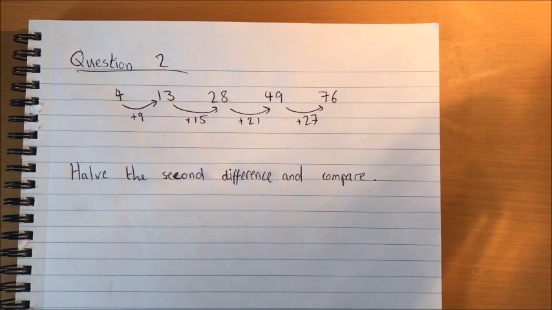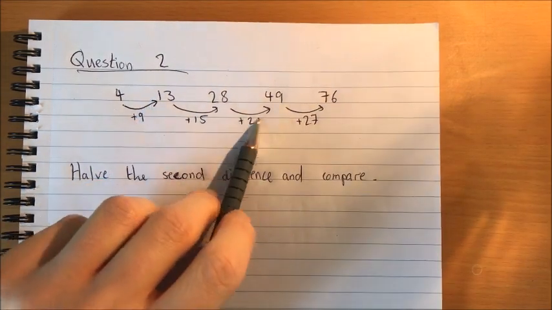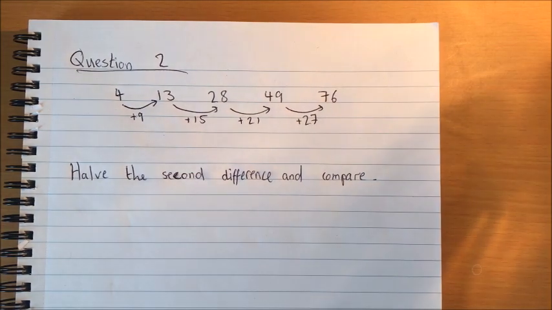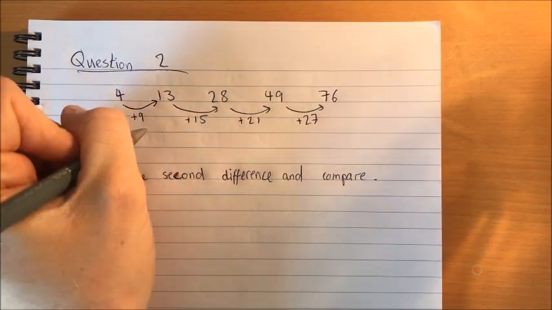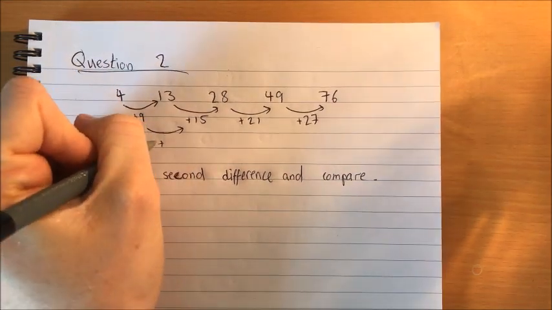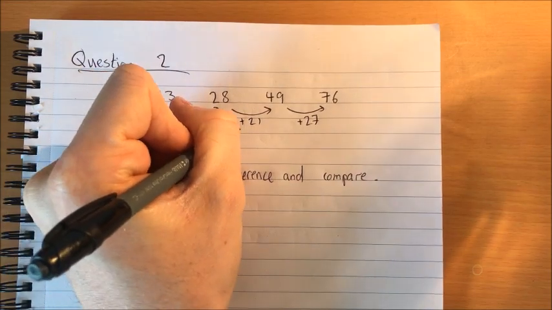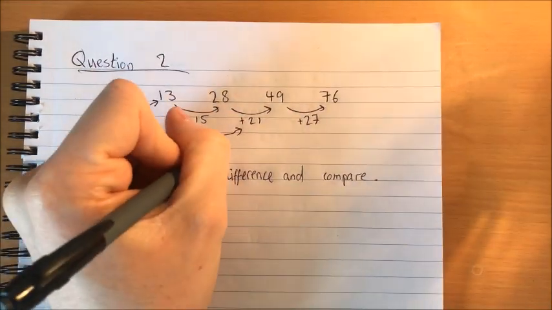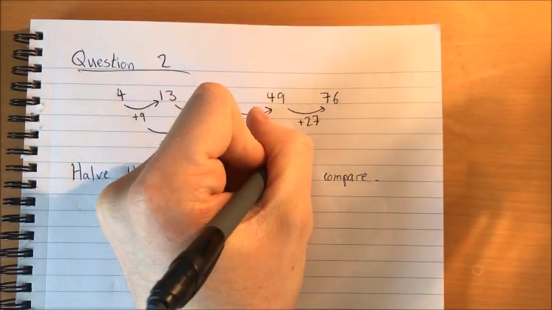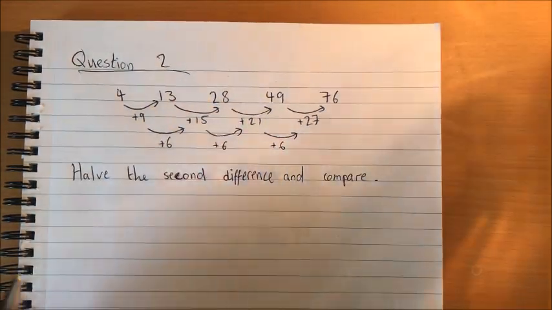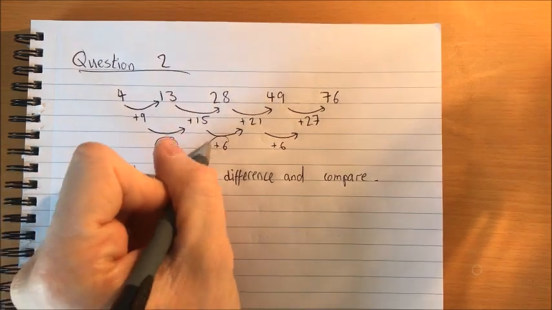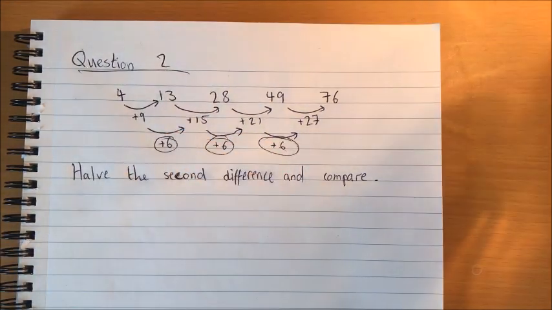Alright, so for question 2, I've seen what it's going up by each time, and that's not consistent. So I'm starting to think this might be a quadratic sequence. To test that, I'm going to find the second difference. To get from 9 to 15, I've added 6. To get from 15 to 21, I've added 6. And to get from 21 to 27, I've also added 6. It's looking a bit better now. I can see that I've got that consistent second difference, so this is a quadratic sequence.